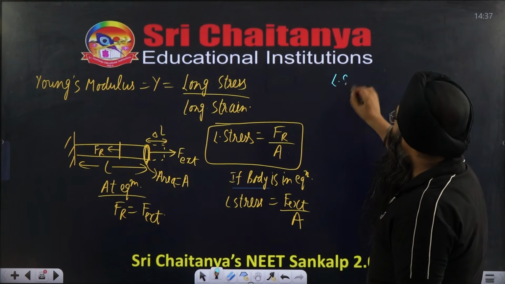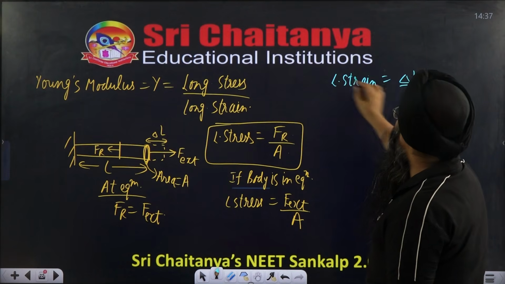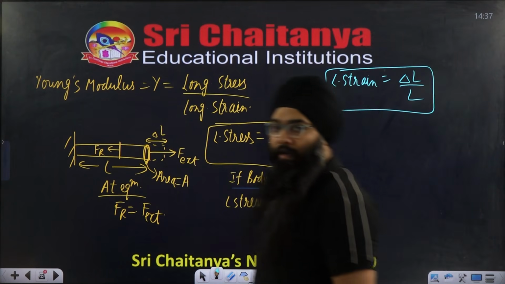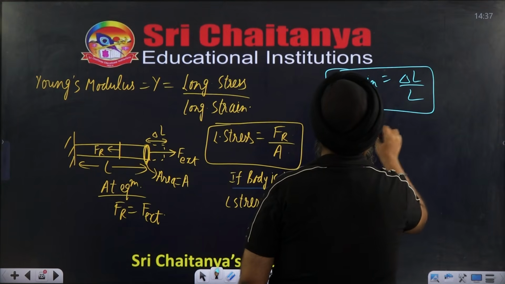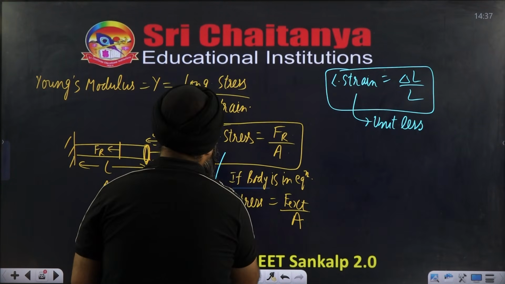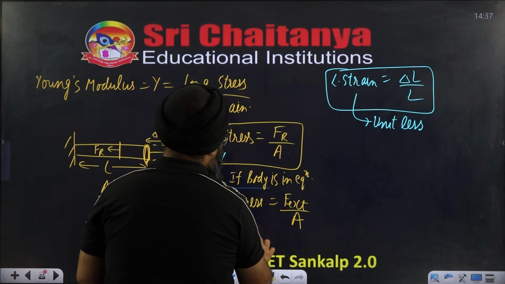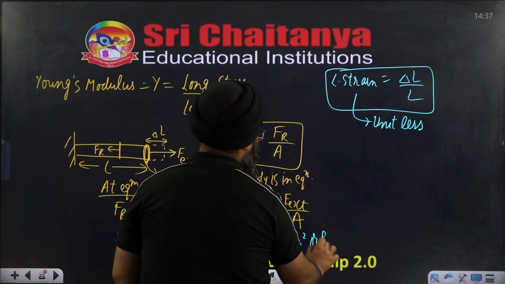Now when I talk about longitudinal strain, what will I write? Longitudinal strain will be change in length divided by original length, delta L divided by L. This will be a unitless quantity. And stress will have a unit. The SI unit will be equal to what? Force per unit area, that is Newton per meter square, or sometimes it is written as Pascal.